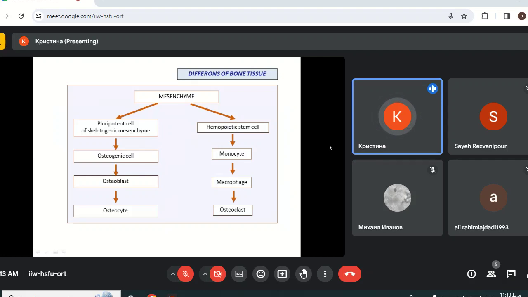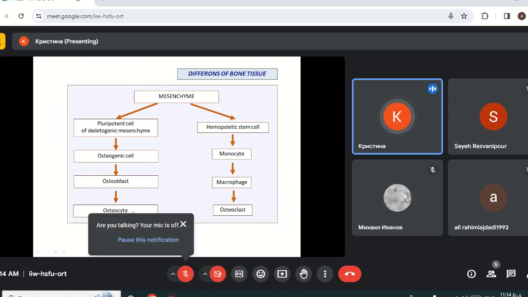So in bone tissue we have a lot of cells, a lot of living cells capable of breaking down the bone tissue and making the bone tissue again to remodel bone. And these are the cells of two differons, both in embryo developed from mesenchyme. So first differon is the osteocyte differon, which includes pluripotent cell of skeletogenic mesenchyme, which gives rise to osteogenic cell. Next it develops into osteoblast and finally into osteocyte.